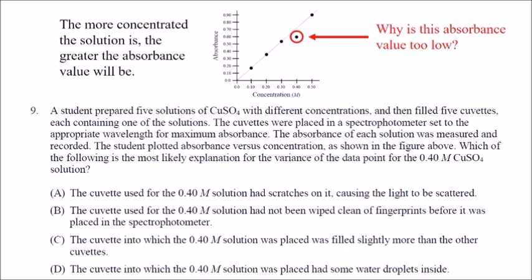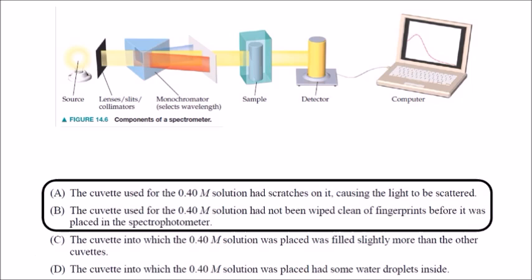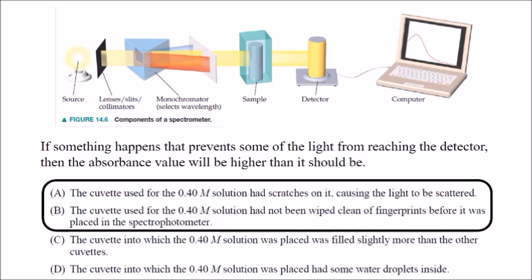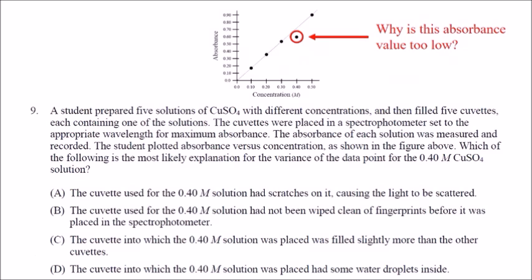So why is the absorbance value for the 0.4 molar copper sulfate solution too low? Well, considering choices A and B talk about either the cuvette had scratches on it or the cuvette had fingerprints on it, both of these would actually prevent some of the light from reaching the detector. If those errors occurred, then the absorbance value will be higher than it should be, because again, it's blocking the light from reaching the detector. So the solution would seem darker than it really is. But the absorbance value is too low.